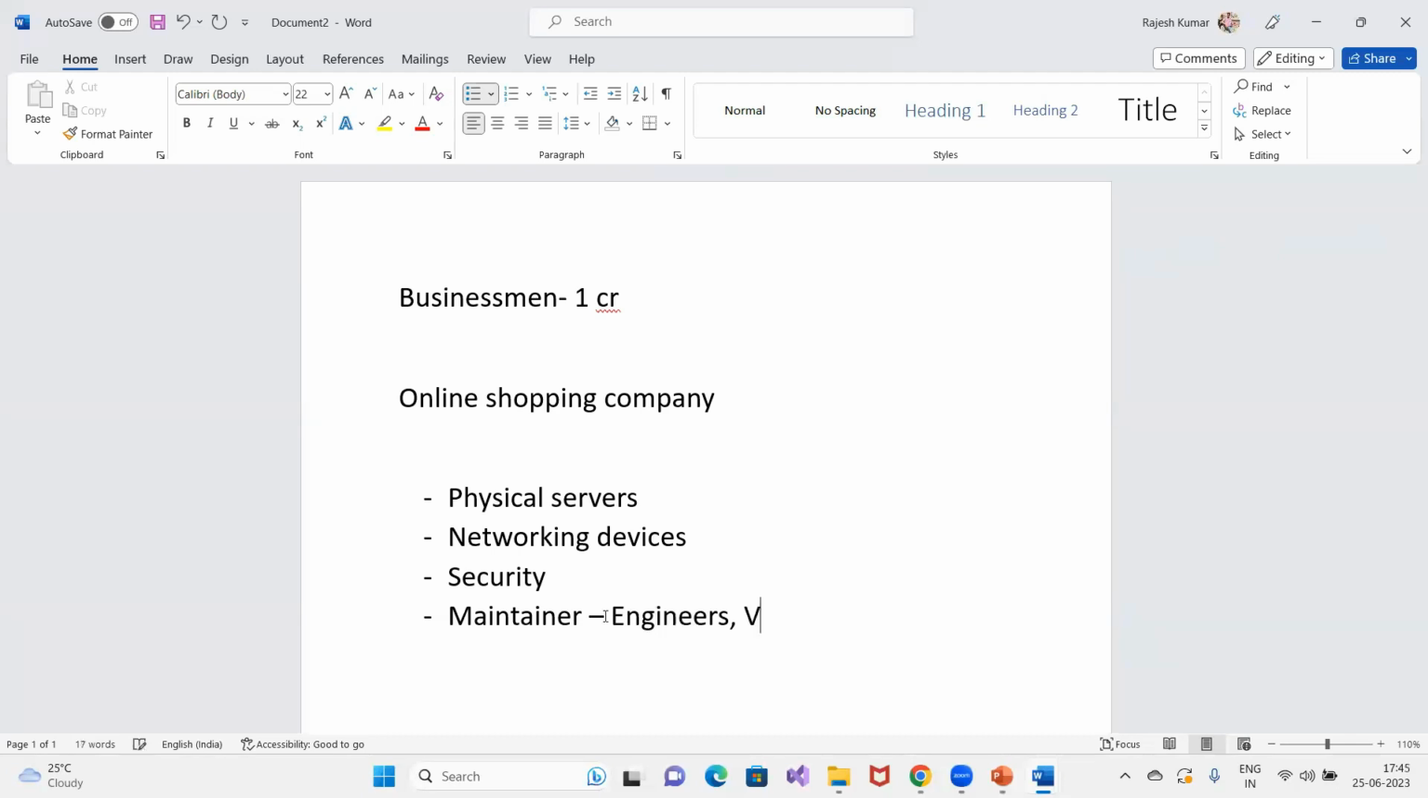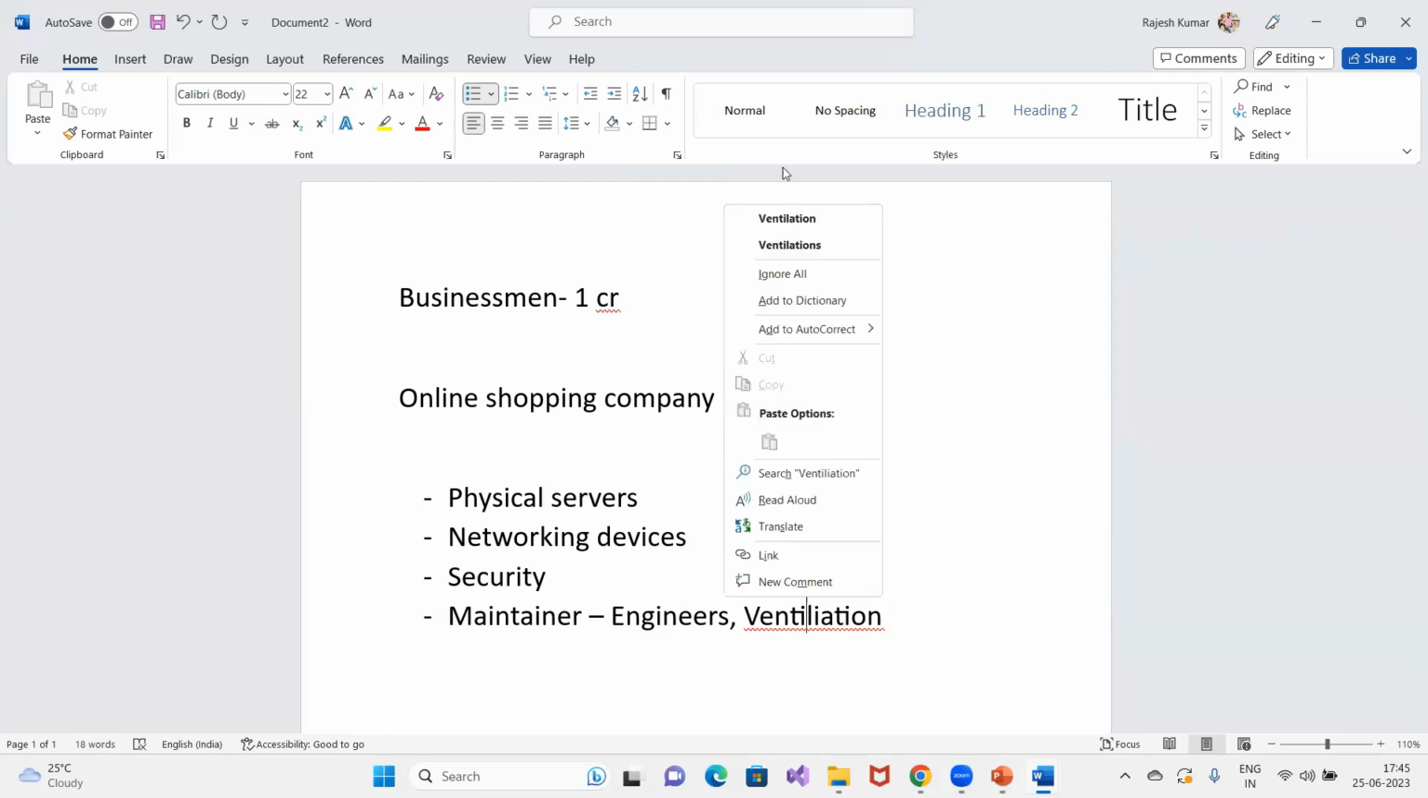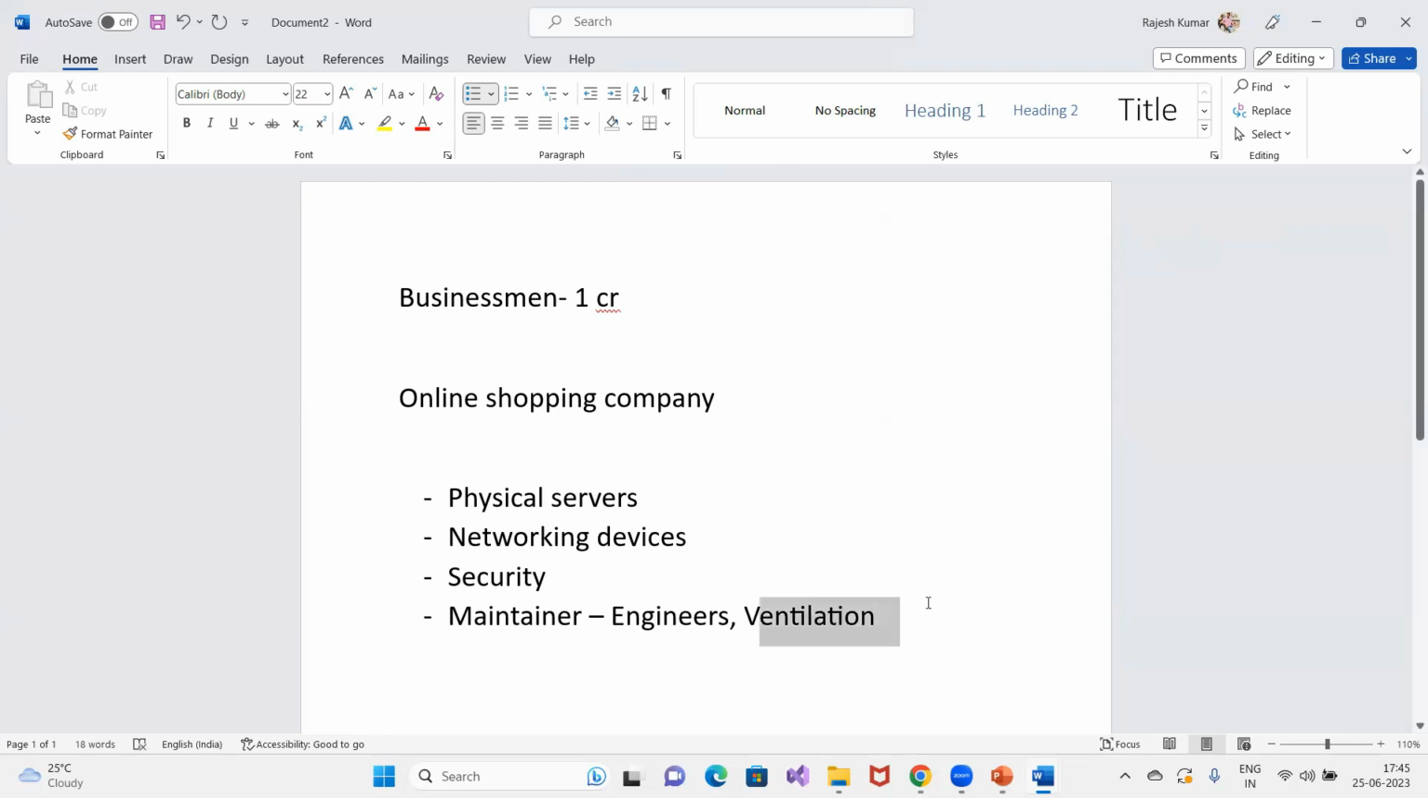We need the ventilation. Ventilation would be required here. Ventilation in the sense we would be needing AC services 24/7 because that's a data center. We need a location where we will set up all these devices together.